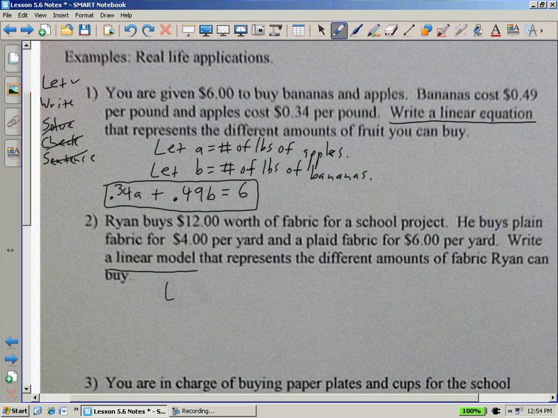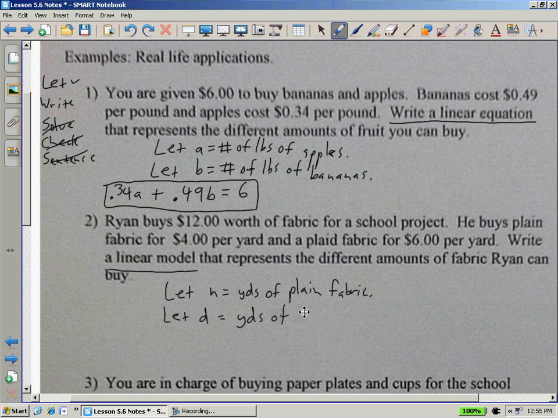So we're going to say let. So we've got plain and plaid. And they both start with P, so I guess I'll use N for plain. And that'll be the yards of plain fabric. And let D equal the yards of plaid fabric.